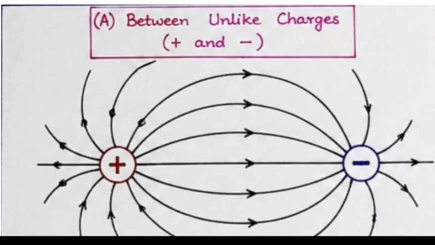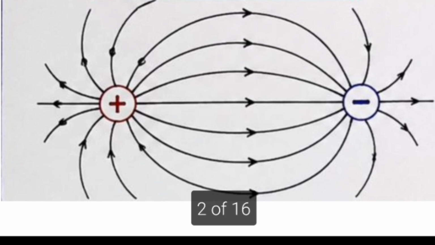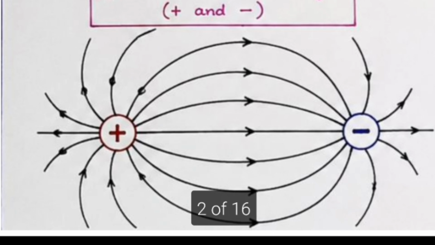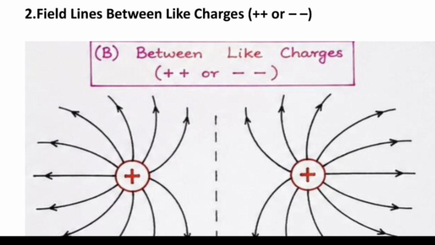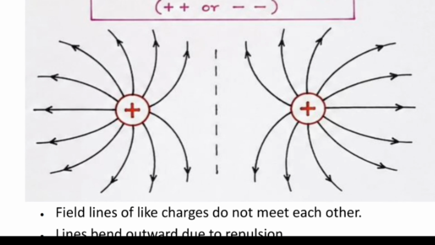You just see this is the diagram between the unlike charges, positive and negative. This is the electrical field which will be induced. This is the diagram we have to write. Next will be field lines between like charges, positive-positive or negative-negative. So I'll show the diagram between the like charges. This is the diagram which will represent like charges.